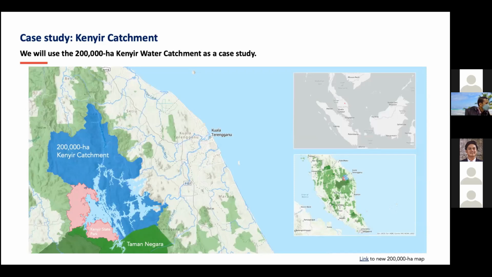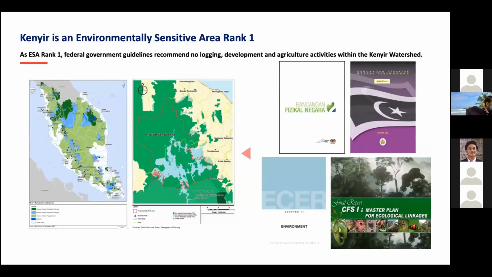And today we use the Kenyir water catchment as a case study. So we know that at the landscape level, there are a few designations for Kenyir. We can see that it's an ESA rank 1 area, all right? So environmentally sensitive area rank 1, because it's a water catchment, it's a habitat as well.